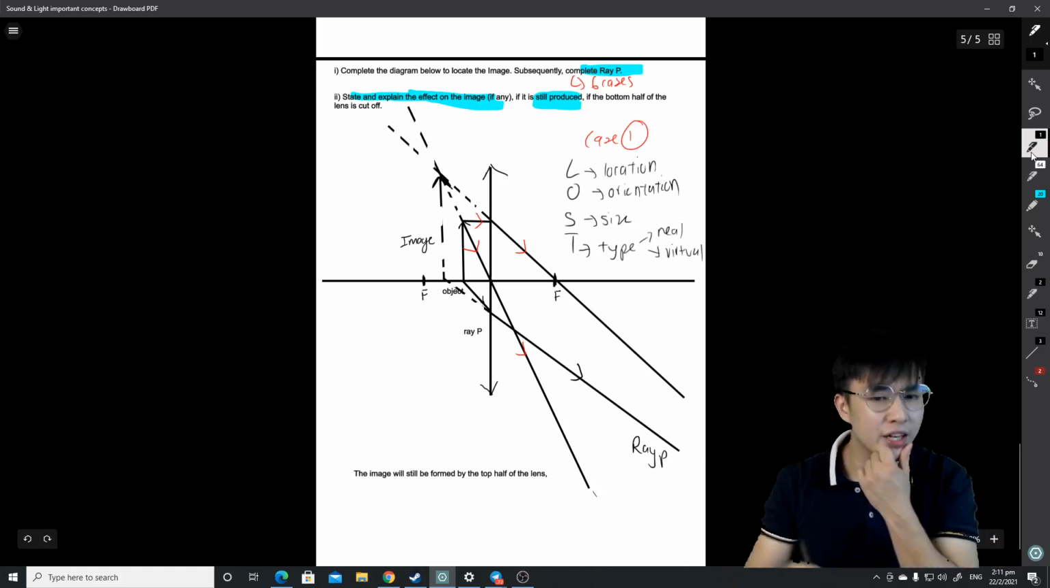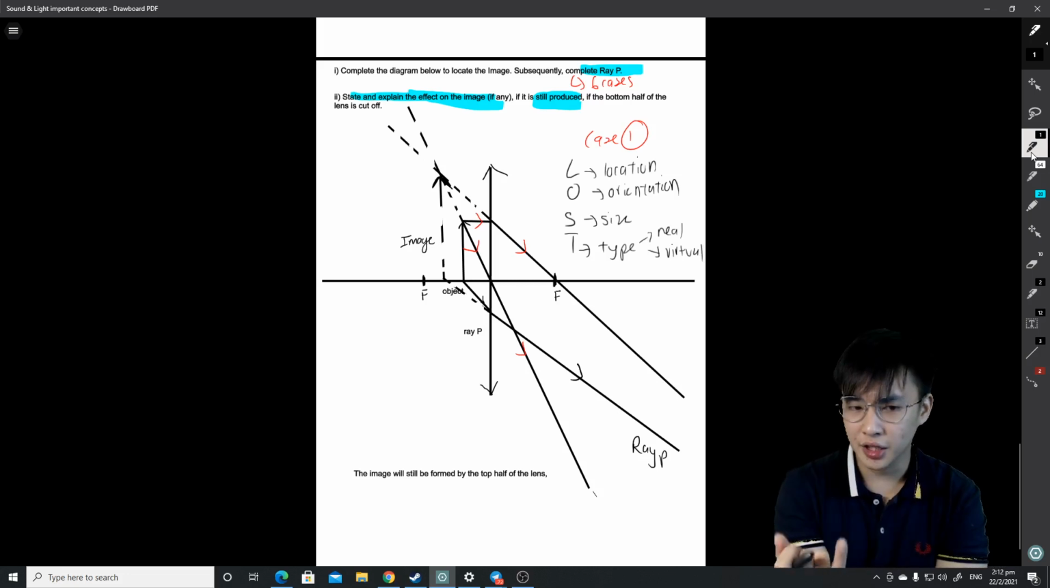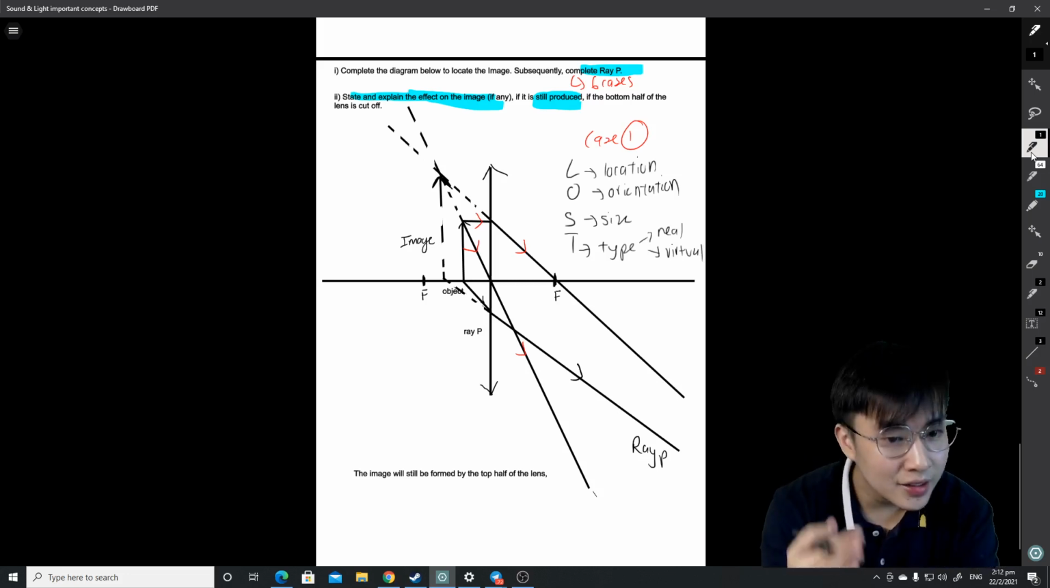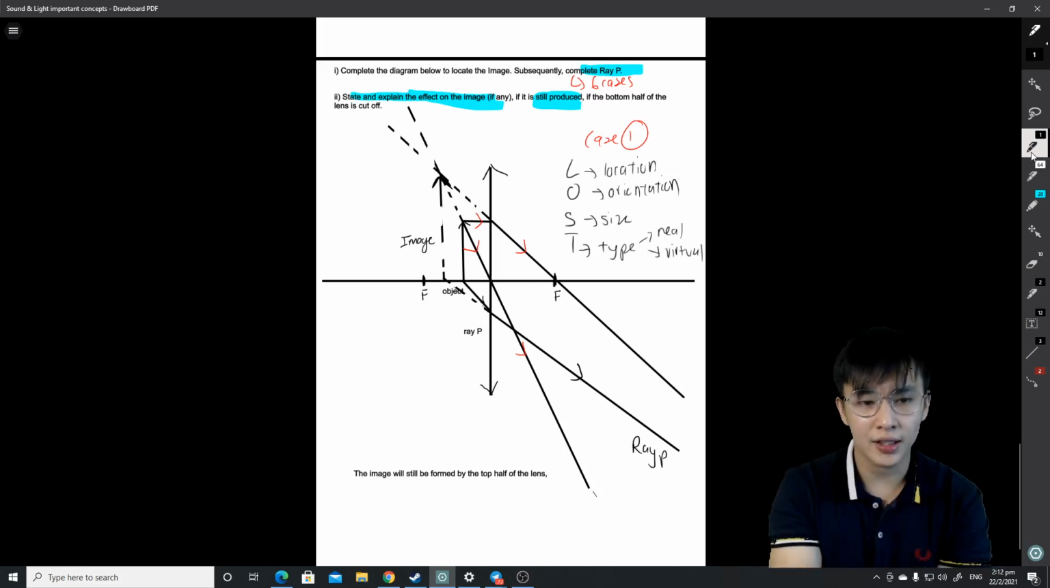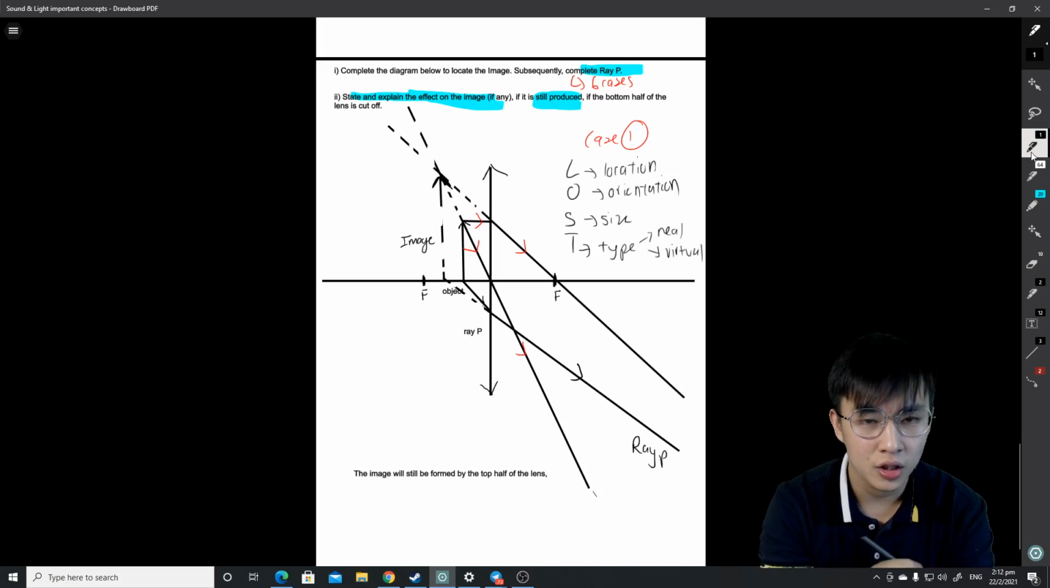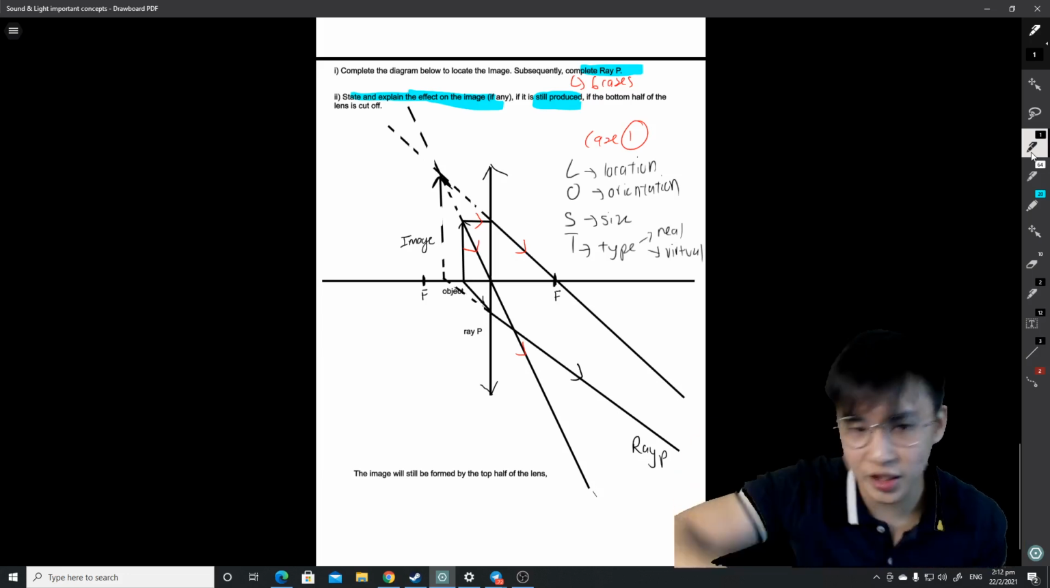Okay, so did anything change of these four? Let's think. Did the location change? No. Did the orientation change? No, it's still upright. Did the size change? No, it is still intersecting at that point. And did the type change? No, it is still virtual. So your answer is none of these changes.